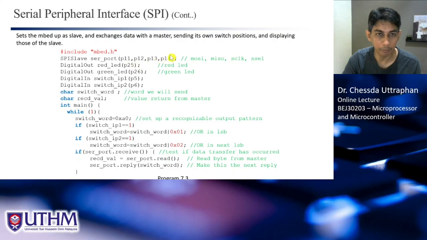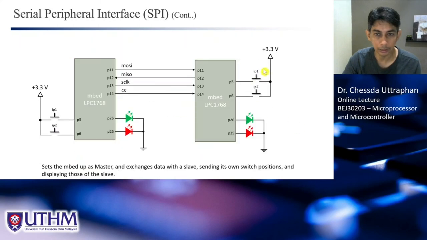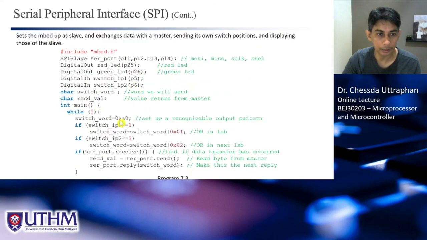And remember, for the slave, we need to include the CS here, right, which is P14. And again, the LED out here, P25, P26. Switch, yeah, here, P5, P6. And now we want to read. This one is reading the switch, so ignore this first. This one is reading part.